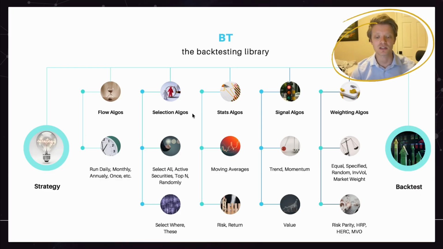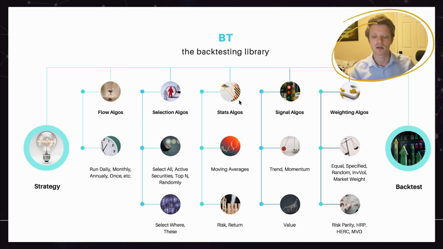Then there's selection algos. Do you want to select every security? Do you want to select every active security? Maybe you even want to randomly choose a security, or you selected where a security is in an index. Next, we can also put stats algos in. That could be moving averages. You could calculate total returns or risk based on which you then select your securities.